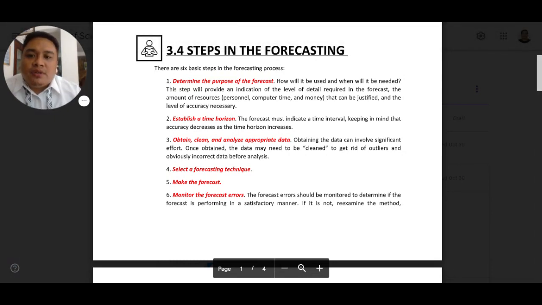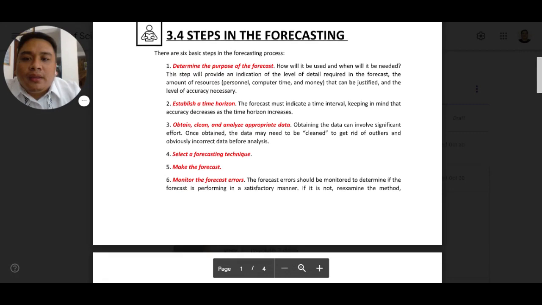Then we establish a time horizon. How long? How short? The forecast must indicate a time interval, keeping in mind that accuracy decreases as the time horizon increases. Pag tumatagal, nakikita natin na nag-iiba yung accuracy, hindi siya accurate yung response natin in terms of forecasting, in terms of planning, in terms of predicting for the operations of the business organization. So we should establish a time horizon, short term or what we call long term.